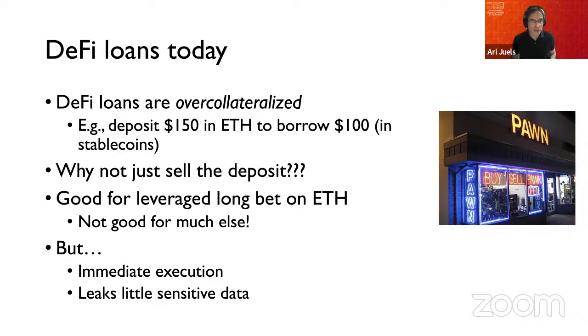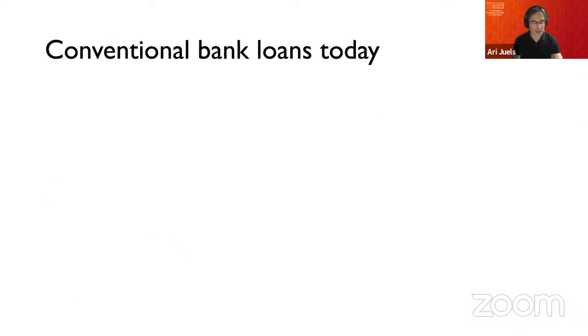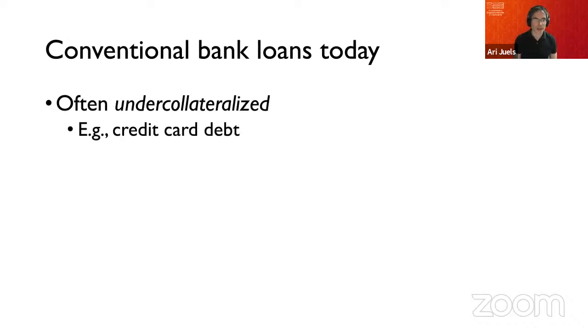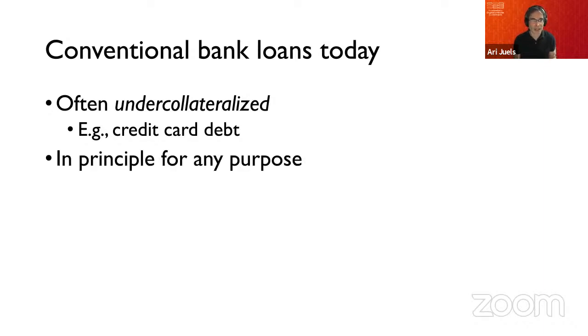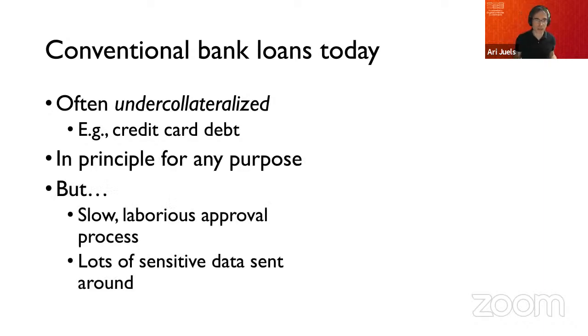But this is all very useful only for obtaining leverage, for long bets on the target cryptocurrency. It does have the advantage of not leaking much sensitive information, no more than the basic blockchain or cryptocurrency does. Conventional bank loans today, on the other hand, are typically under-collateralized. That's to say that the value of the assets you provide to secure the loan is less than the value of the loan itself. The nice thing is that bank loans can be used essentially for any purpose, to buy a house, to buy a car, and so forth.